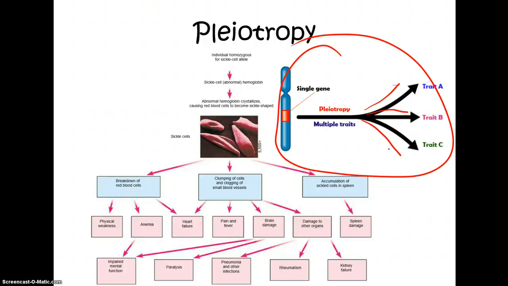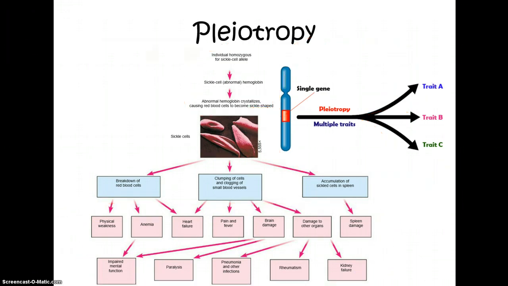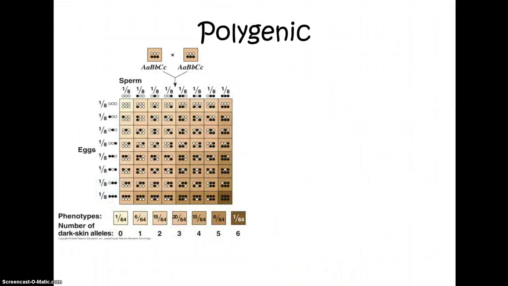I really don't need to go too much in depth into it. I just wanted to give you an example. If you'd like to, you can pause it and read this flow chart. You're not going to be held accountable for it, though. What you do need to know is pleiotropy: single gene, many different traits. See, like here, a single gene is responsible for, look at how many of these possible phenotypes there are. Okay, that's pleiotropy.